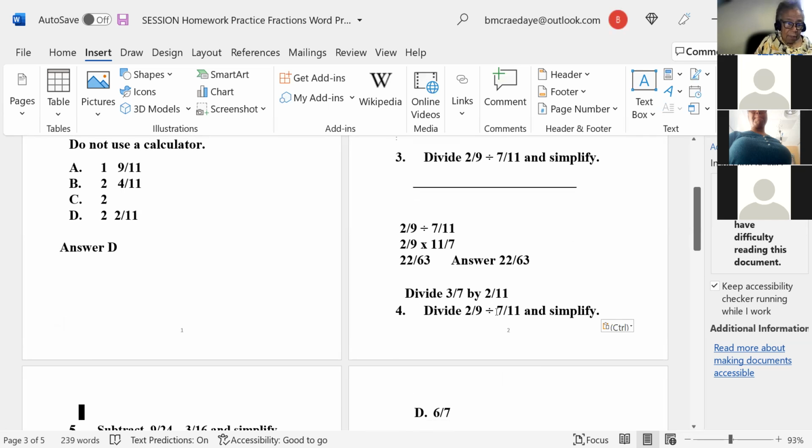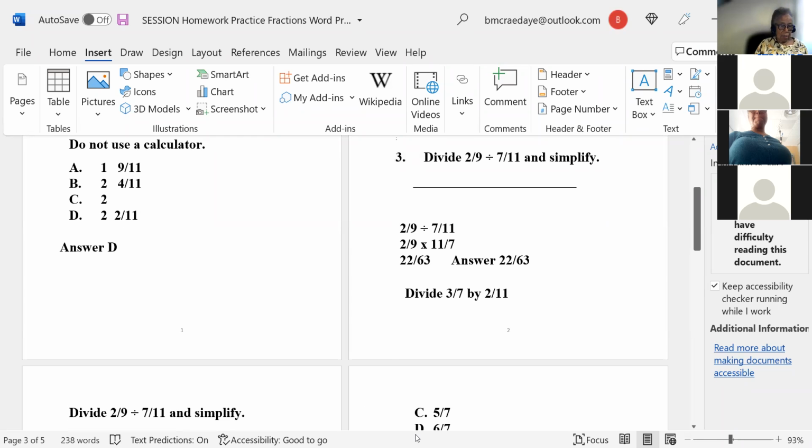Let me just plug in what I just put here. And this is divide. This is the one we are trying here. Divide 3/7 by 2/11. That 7 is a 7. Okay. And then I want you to tell me what answer you get. Can you see that one? Okay, I'll bring it up. Yes.